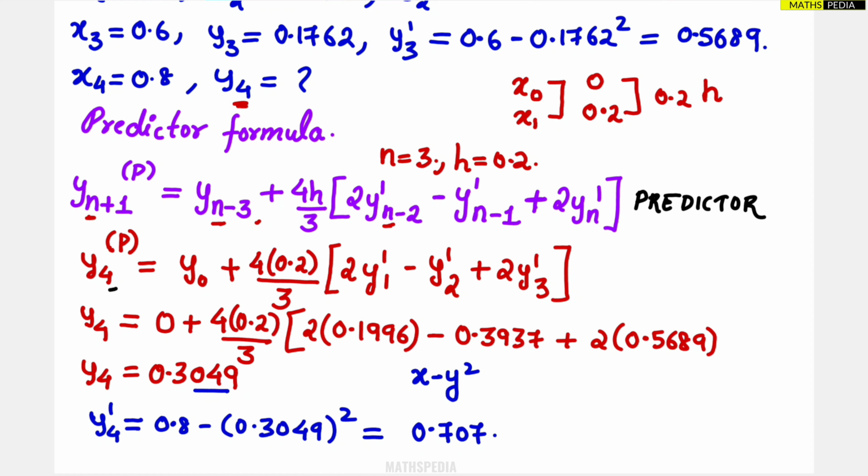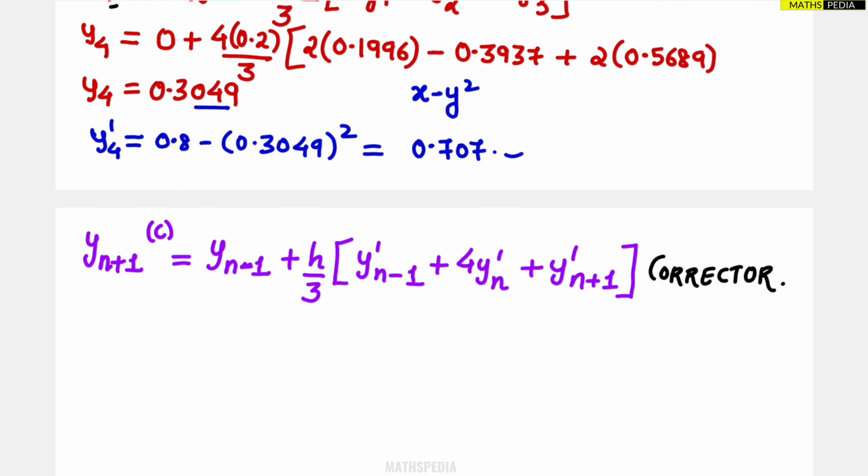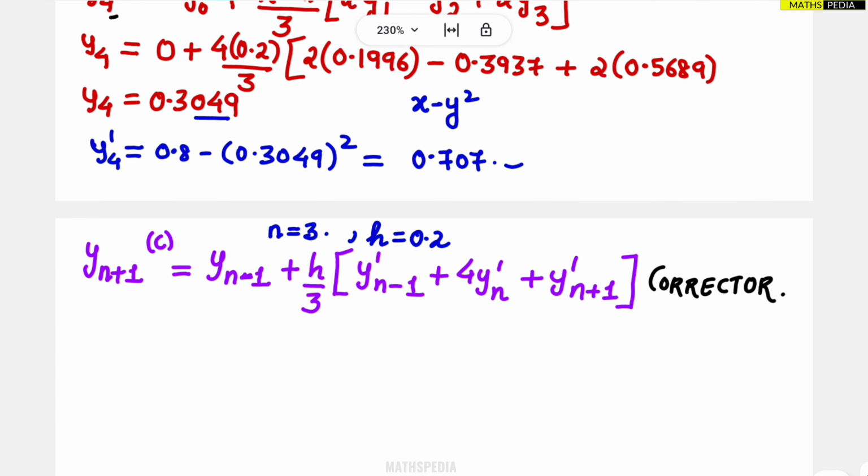Now we have to go for the corrector formula. In corrector formula we have to correct the value of this. Whatever we have got using predictor formula, we are going to correct the value of y dash of 4. Now this is the corrector formula. So here we are going to apply the same thing. Yn value we have to substitute as what? 3. Okay. H value will also remain same, which is 0.2.